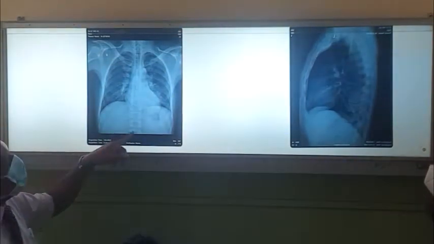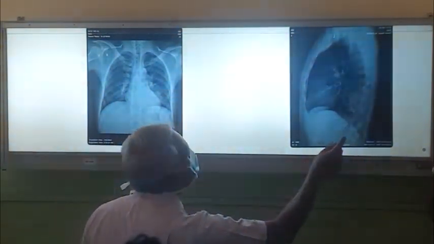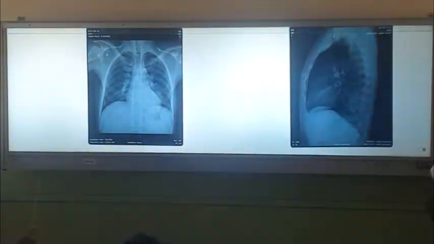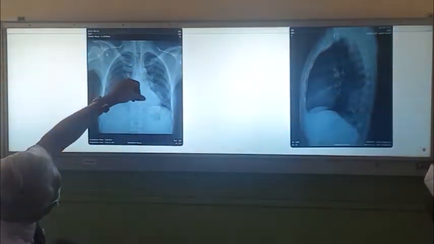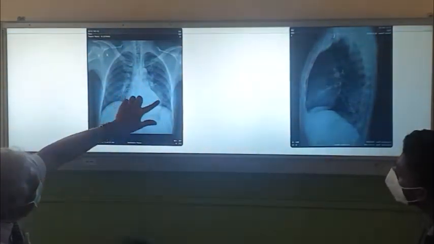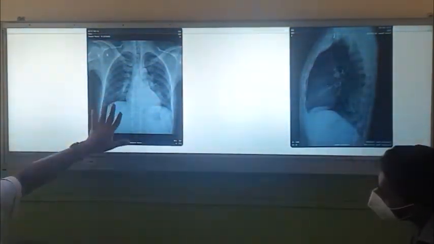So when I listen posteriorly, there was bronchial breathing here. So it's a consolidation behind the heart, and I heard a nice bronchial breathing behind here. Okay, so you can see opacity, you can see branching air here. Right, so opacity with the air bronchogram, so it's a consolidation.